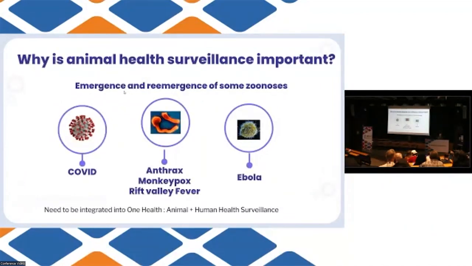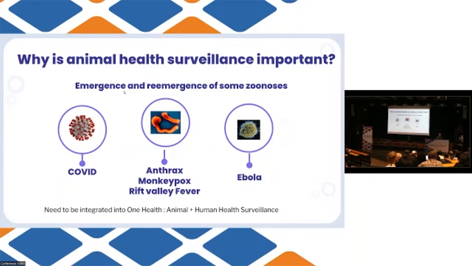So first, why is animal health surveillance important? Even though there are some questions around COVID, we can say that it's the transmission between animals and humans that is the focus. We have more obvious things like anthrax, Rift Valley fever, monkeypox, and talking about DRC, Ebola, of course, is an important reason for looking at early warning and health security.